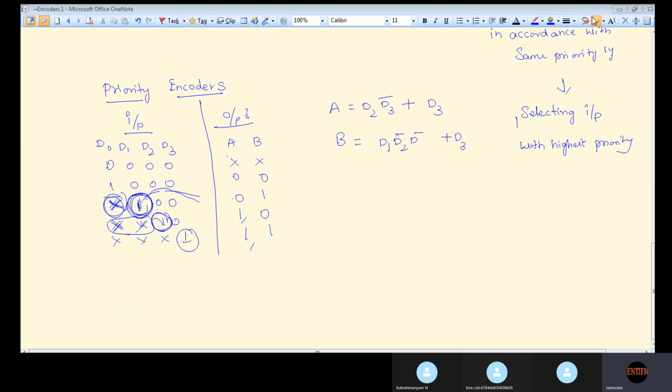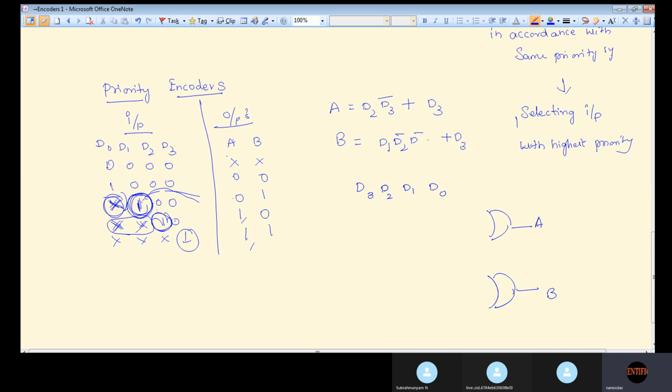How do you design D2? What is this? D3, D2, D1, D0. Okay, so here we have A, B. What gates do we need here? For A and B, you need OR gates.